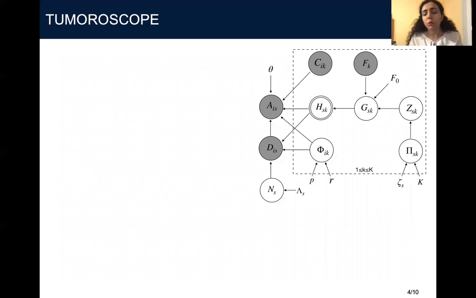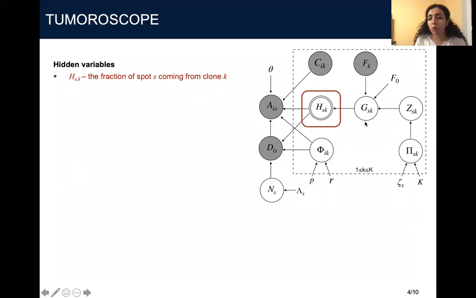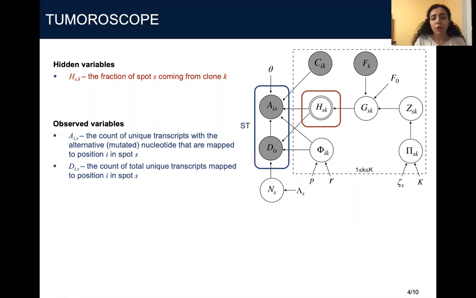As we know, the probabilistic graphical model has some variables, and you can see these variables here. Each node represents a variable, and each arrow represents a conditional distribution, and the hidden variables are the unshaded nodes, and H_SK is the most important hidden variable that we have because it's the fraction of the spots S coming from clone K. And we have also A_IS and D_IS, which are observed variables, and observed variables are shown by shaded nodes.